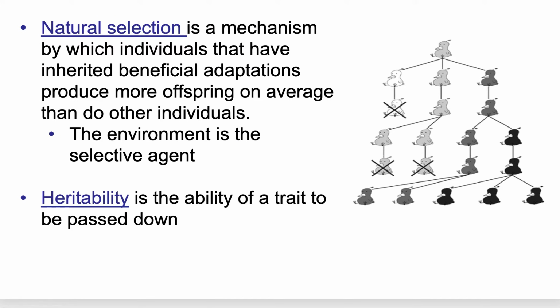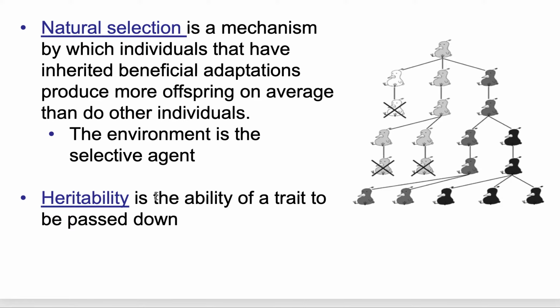All right. Versus natural selection, which we focus on in this course, is the mechanism by which individuals that have inherited beneficial adaptations produce more offspring on average than do other individuals. So the environment in this case is the selective agent. Like with the moths, there were a lot of factors, but the environment selected which ones ended up surviving based on who was more likely to be killed by the birds.